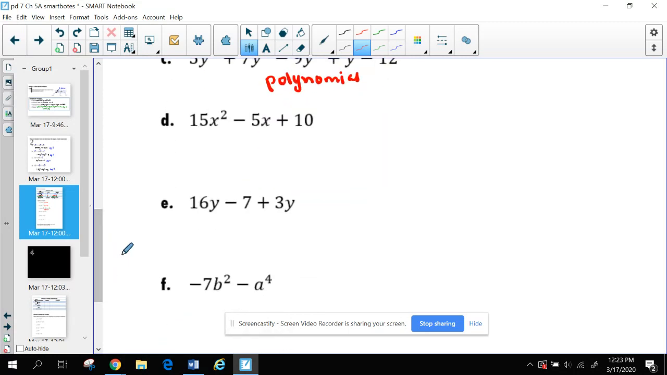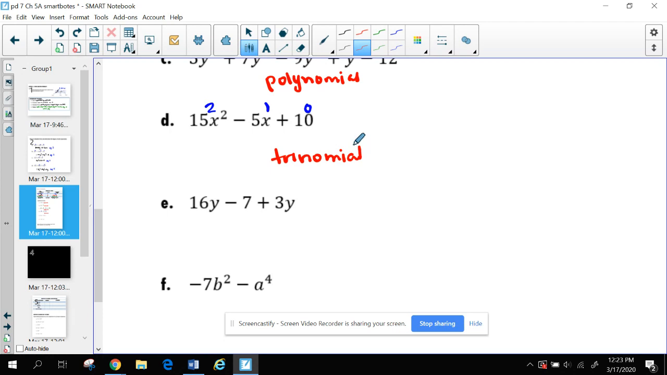Couple more examples, and then you'll have a couple to try in your work page, your practice page tonight for homework as well. So let's take a look at our degrees again. So this one's 2, 1, and 0. Perfect, it's already in standard form. And since it has 3 terms, we would call this a trinomial.